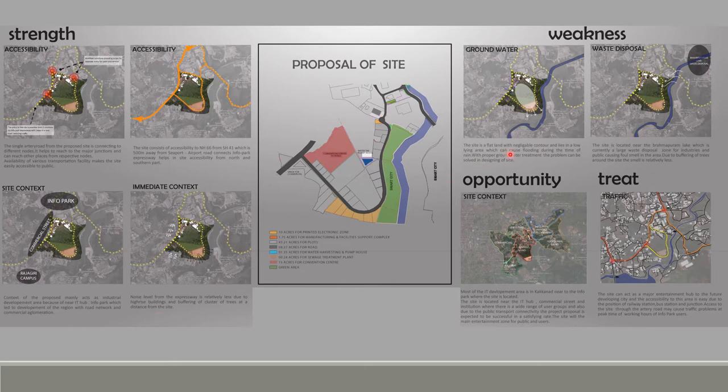Weakness. Groundwater. The site is a flat land with negligible contour and lies in a low-lying area, which can cause flooding during the time of rain. Waste disposal. The site is located near the Brahmapuram Lake, which is currently a large waste disposal zone for industries and public. Opportunity. Site context. The site is located adjacent to the IT hub, commercial street and institution, where there is a wide range of user groups. Threat, traffic. Due to the wide range of events and scale of the project, there may be traffic problems in the Northern Artery Road.